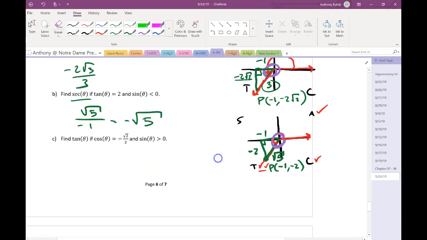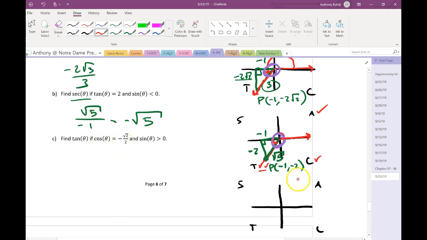You got to make sure you get those signs right. You got to draw that picture. You got to think about what quadrant that terminal side is in, and make sure that the sides of your triangle are labeled correctly as negative or positive, or you're going to make a mistake. Really important. All right, next one.